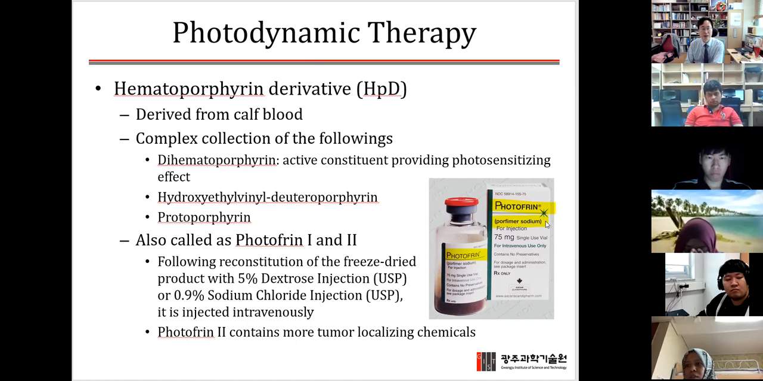porfimer sodium. This Photofrin 1 and Photofrin 2 are in the state of powder, so they are freeze-dried powder. And then before using, you inject dextrose or sodium chloride, mix well, and then inject into the patient through the venous blood. And Photofrin 2 has more tumor-localizing chemicals compared with Photofrin 1.